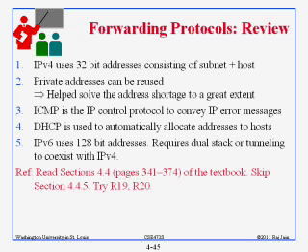Private addresses can be reused and help solve the problem to a great extent. ICMP is the IP control protocol for the error messages that we discussed today. We discussed DHCP to automatically assign the addresses, and IPv6 uses 128-bit addresses, but it requires dual stack or tunneling to coexist with IPv4. Any questions?